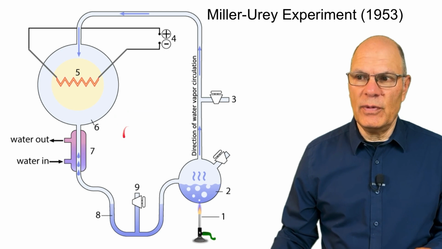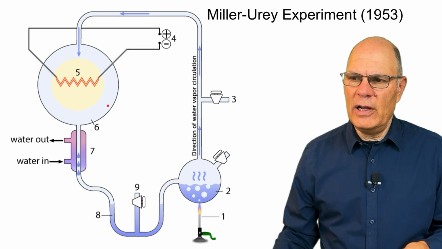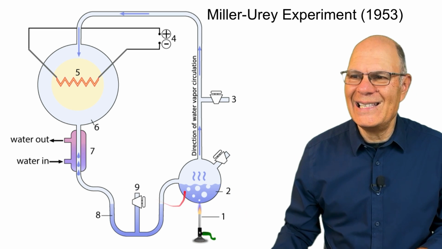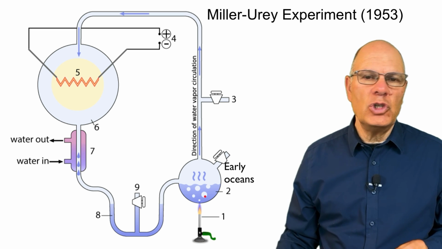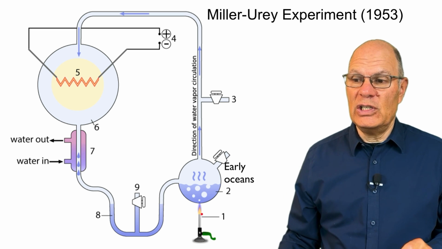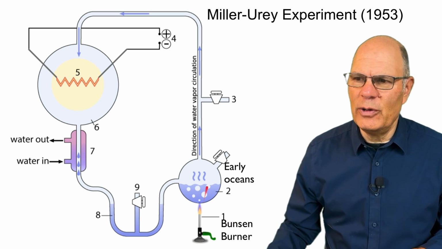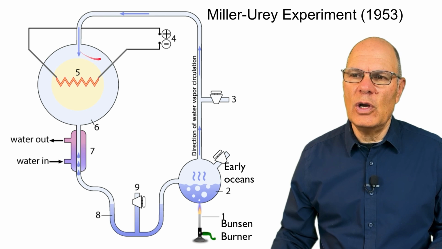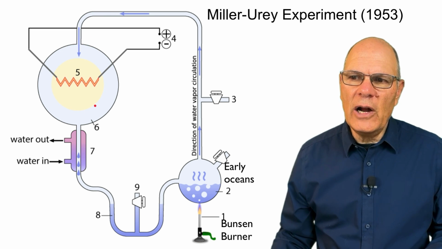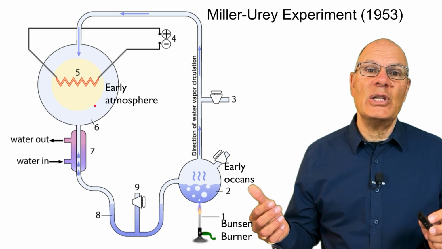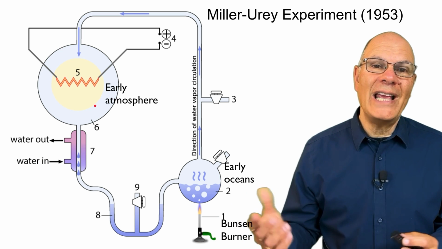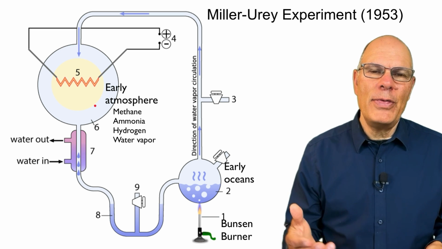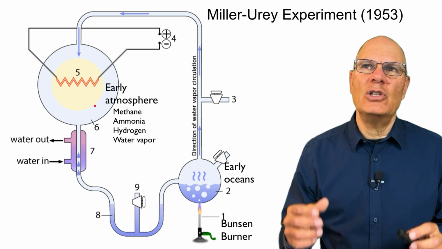They created this sterile apparatus with various chambers and tubings, and the whole thing was sealed off from the outside world and sterile. This chamber over here at number 2 represented the early oceans. It was heated by a Bunsen burner or some other heating device. And then the steam circulated through these tubes over here. This large area over here is a chamber that represented the early atmosphere. And it was loaded with gases that were supposed to be present in the early atmosphere. And that includes gases like methane, ammonia, hydrogen, and water vapor.